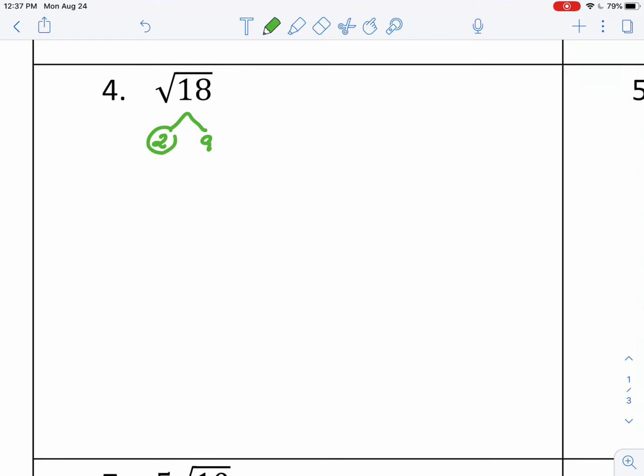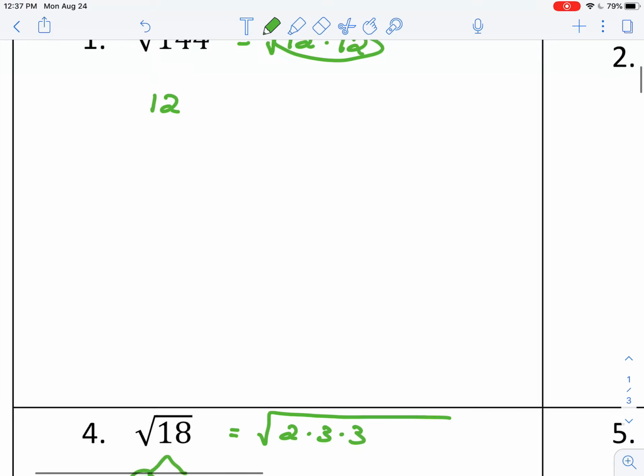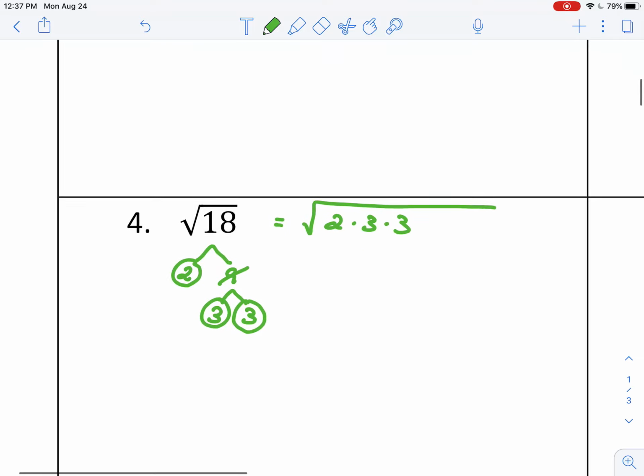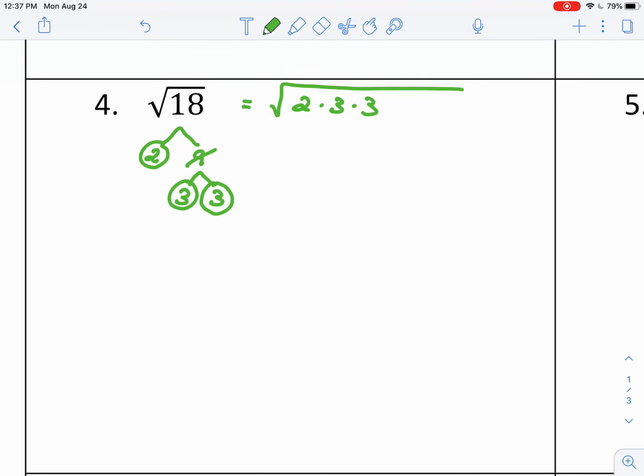You'll notice that 2 cannot be broken down into anything else except 2 and 1. So I'm just going to circle it. But 9 can be made up of a 3 times a 3. So I'm going to break that apart. 3 can't be broken down into anything but 3 and 1, so I'm going to circle those. So what I actually have, instead of the square root of 18, is the square root of 2 times 3 times 3. And just like earlier, where I said pairs make perfect squares, if you see the same number twice, that means you can take the square root of that, because really, 3 times 3 is 9.